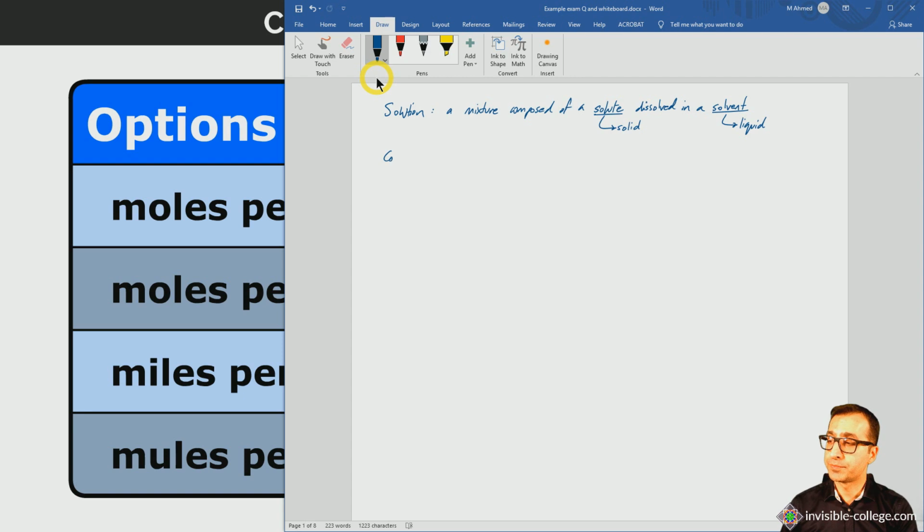So the concentration of a solution in chemistry is a term which describes the amount, I should say, the amount of a solute dissolved per unit of volume in a solvent.